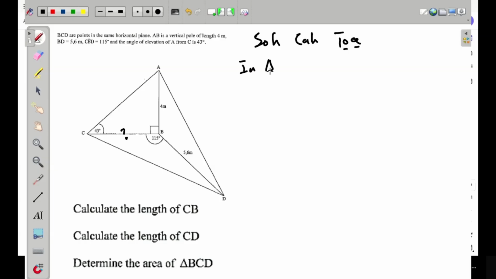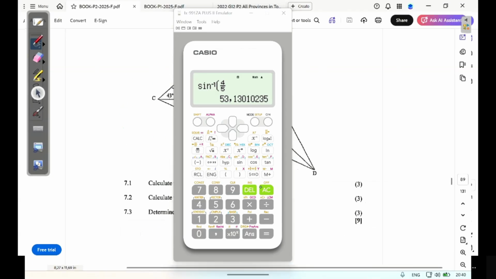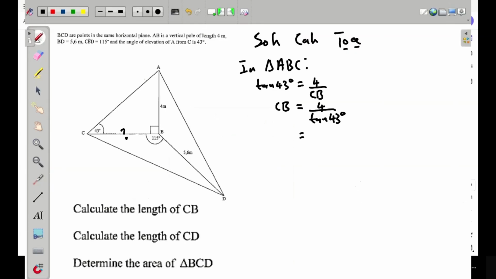So I will start off by saying in triangle ABC, the following is happening. Tan 43 is equal to the opposite, which is 4 meters, over CB, the side I am looking for. And we know since CB is in the denominator, making it the subject of the formula will lead to 4 over tan 43. Let's just quickly see what this is on the calculator. 4 over tan 43, that's about 4.29. So we know this side is 4.29.